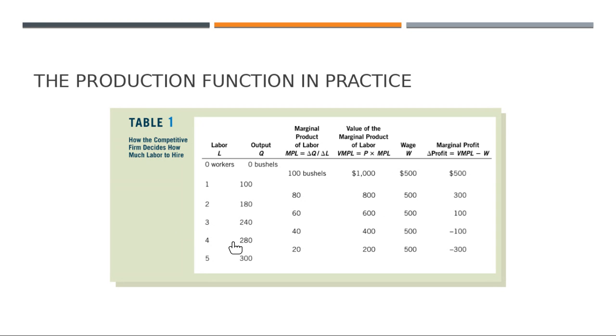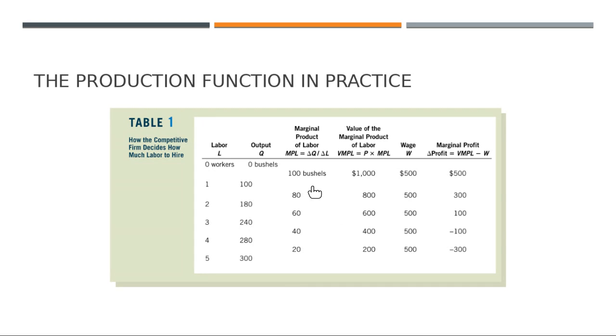And we can do this again for the third, the fourth, and fifth workers. And notice that the third worker, when we go through the process, we see that they add 60 additional bushels on top of our output. That means the value of their marginal product of labor is $600. Well, their wage is only $500, so we increase our profit further by $100. However, notice that this diminishing marginal product we mentioned is kicking in.